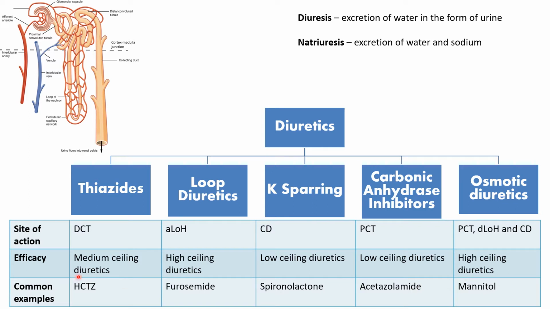So common examples: for thiazides, we have hydrochlorothiazide. Loop diuretics, we have furosemide. I've just taken the most common ones, but we'll have more examples later. Potassium sparing diuretics, we have spironolactone. Carbonic anhydrase inhibitors, we have acetazolamide. And osmotic diuretics, we have mannitol.